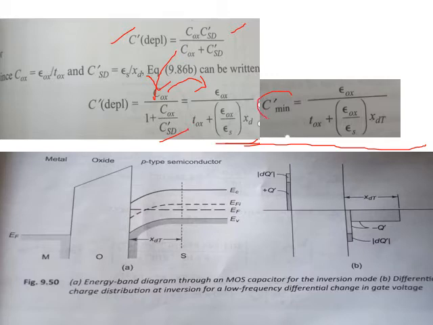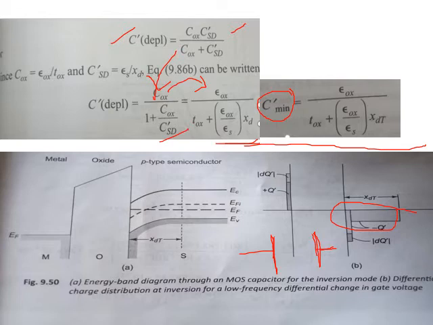And we have something called C minimum. What is that? C minimum is when the depletion width is maximum. Why? Because if the distance between the two plates is maximum, then only the capacitance will be minimum, right? And this distance between the two plates will be maximum when the depletion width is maximum, at that time we will get the maximum width of the dielectric, right?